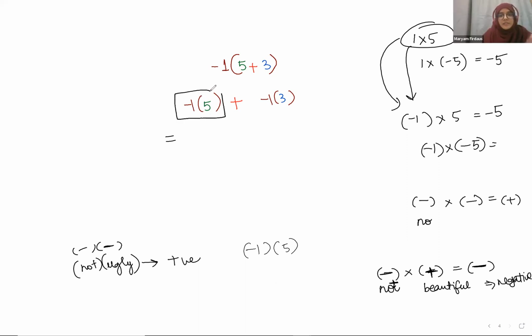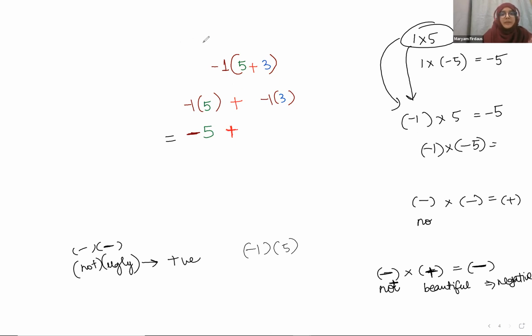So can you tell me what this one will be, just the one in the square box? Minus 5. Yeah, that would be minus 5. And let's go further. The minus sign is coming because of the 1, and 5 is as it is, because 5 multiplied by 1 is 5 itself. Then can I just write down the positive sign as it is? Yes. Let me just write it down, and later we will see what to do about the signs.